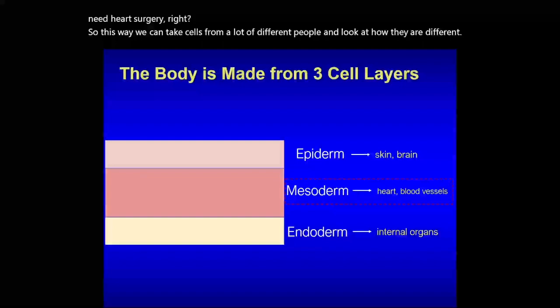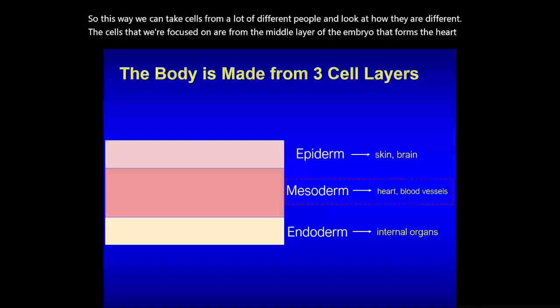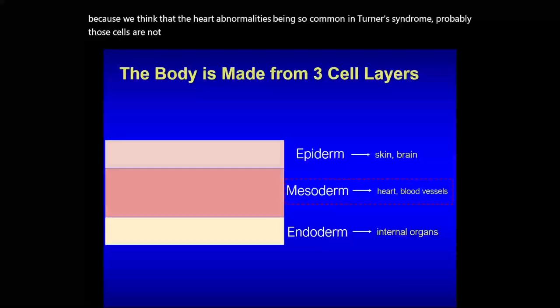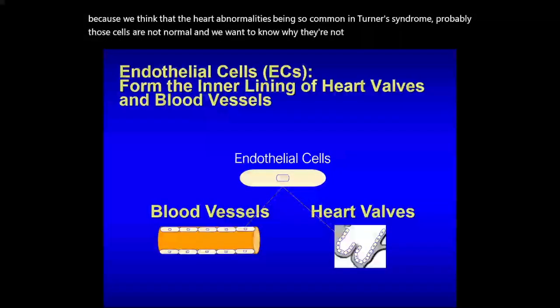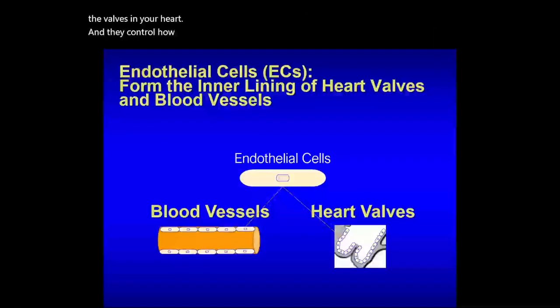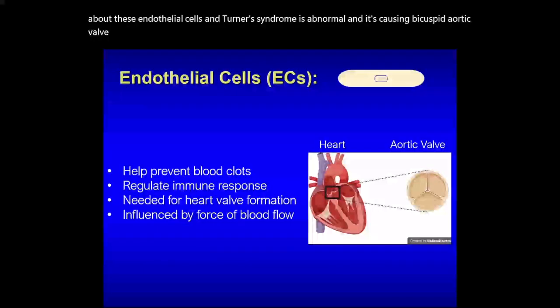The cells that we're focused on are from the middle layer of the embryo that forms the heart, because we think that heart abnormalities being so common in Turner syndrome, probably those cells are not normal, and we want to know why they're not normal. So we can turn these cells into endothelial cells. Those are the cells that line your blood vessels in your body and also the valves in your heart. And they control how the valves form and function. So our hypothesis was that something about these endothelial cells in Turner syndrome is abnormal, and it's causing bicuspid aortic valve and aneurysms to form.